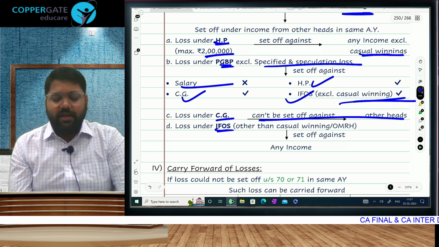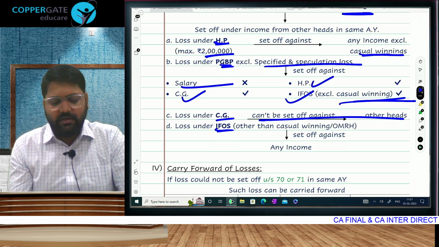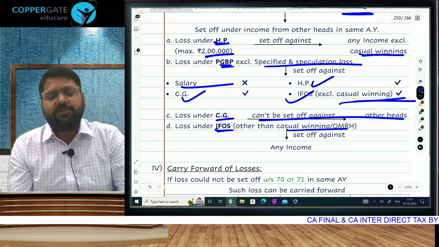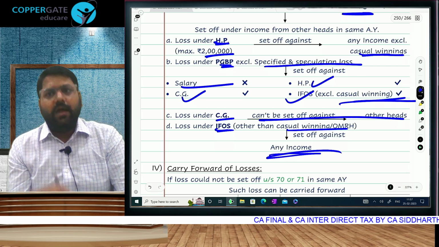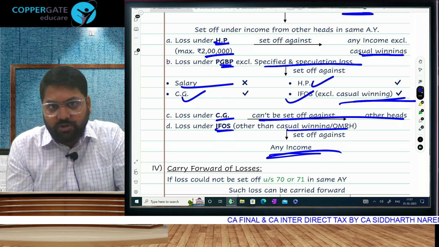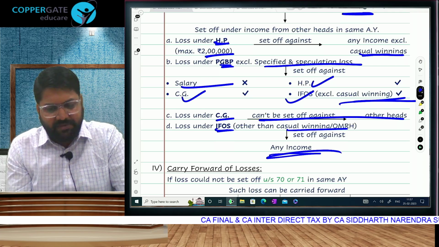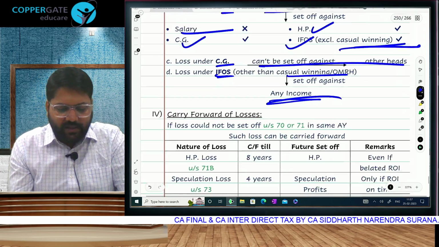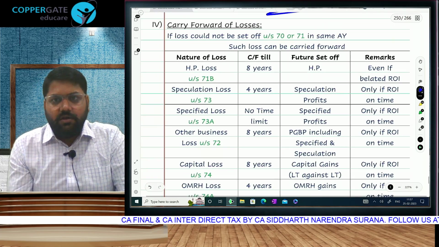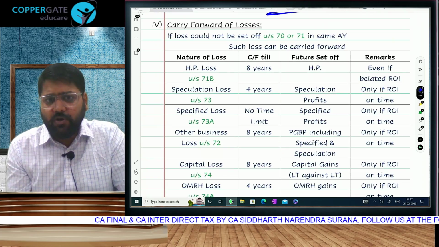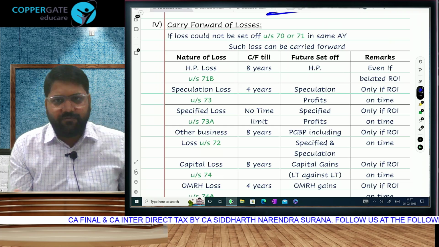Losses under IFOS can be taken to other heads, but obviously not casual losses or OMRH, because within the same head they are not allowed, and this can be set off against any income. Meaning IFOS losses can also be set off against salary, house property, PGBP, capital gain, everything. And once set off is not happening, then you will have to carry forward. If you are not able to set off, then you will have to carry forward one by one.